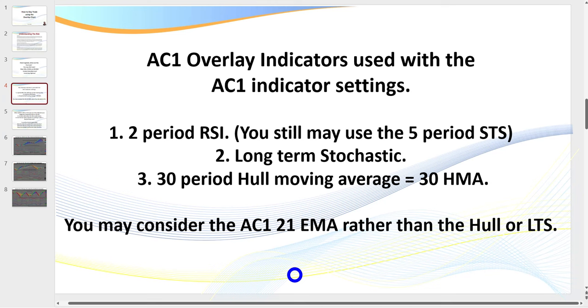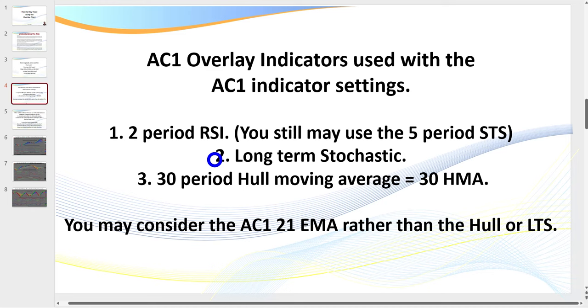Okay, so what do we want to actually do, and we'll see this when we get to the chart itself. Ideally I want to overlay a 2-period RSI. Now you still may use the 5-period short-term stochastic that we'd normally use on a chart. However, the 2-period RSI to me is cleaner because it'll give me straight lines, rather than the short-term stochastic from the anchor chart one on the overlay chart, which can be a bit wavy and a little more jagged in no man's land particularly. So I do prefer the 2 RSI, and it turns at exactly the same spot as the 5-period short-term stochastic.